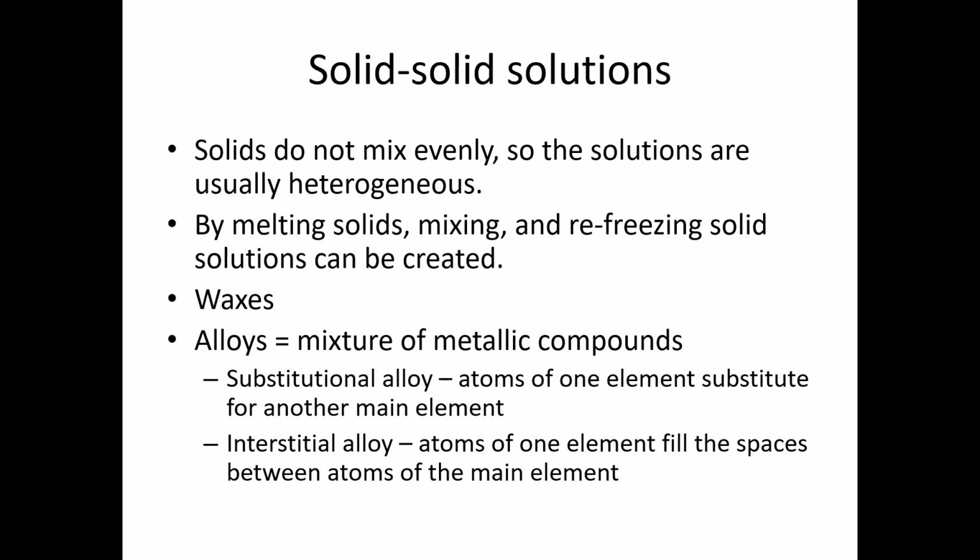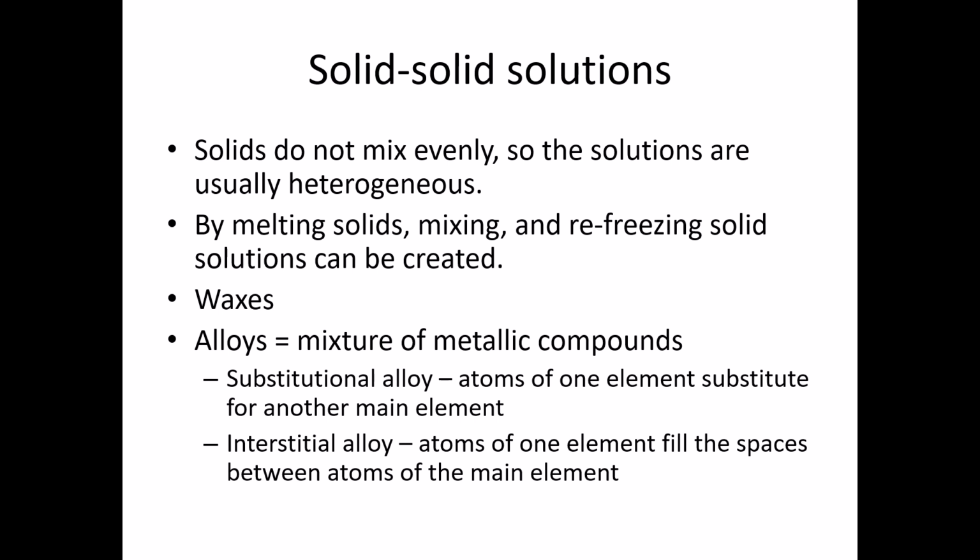There are also solutions of solid solutes and solid solvents. This might be hard to imagine. How do we mix two solids together to make a homogeneous solution? Really, this comes down to melting solids, mixing them, and then allowing them to refreeze into a new solid. Alright, and we have two kinds of these. Waxes, which I'm sure everyone is familiar with, and alloys. Alloys is our term for a metallic mixture, a metallic solution. And we have two types of alloys, substitutional and interstitial. We're going to talk about both of these.